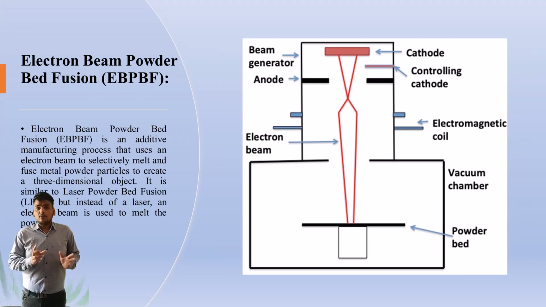Second is electron beam powder bed fusion. Electron beam powder bed fusion is an additive manufacturing process that uses an electron beam to selectively melt and fuse metal powder particles to create a three-dimensional object. It is similar to laser powder bed fusion, but instead of a laser, we use an electron beam.